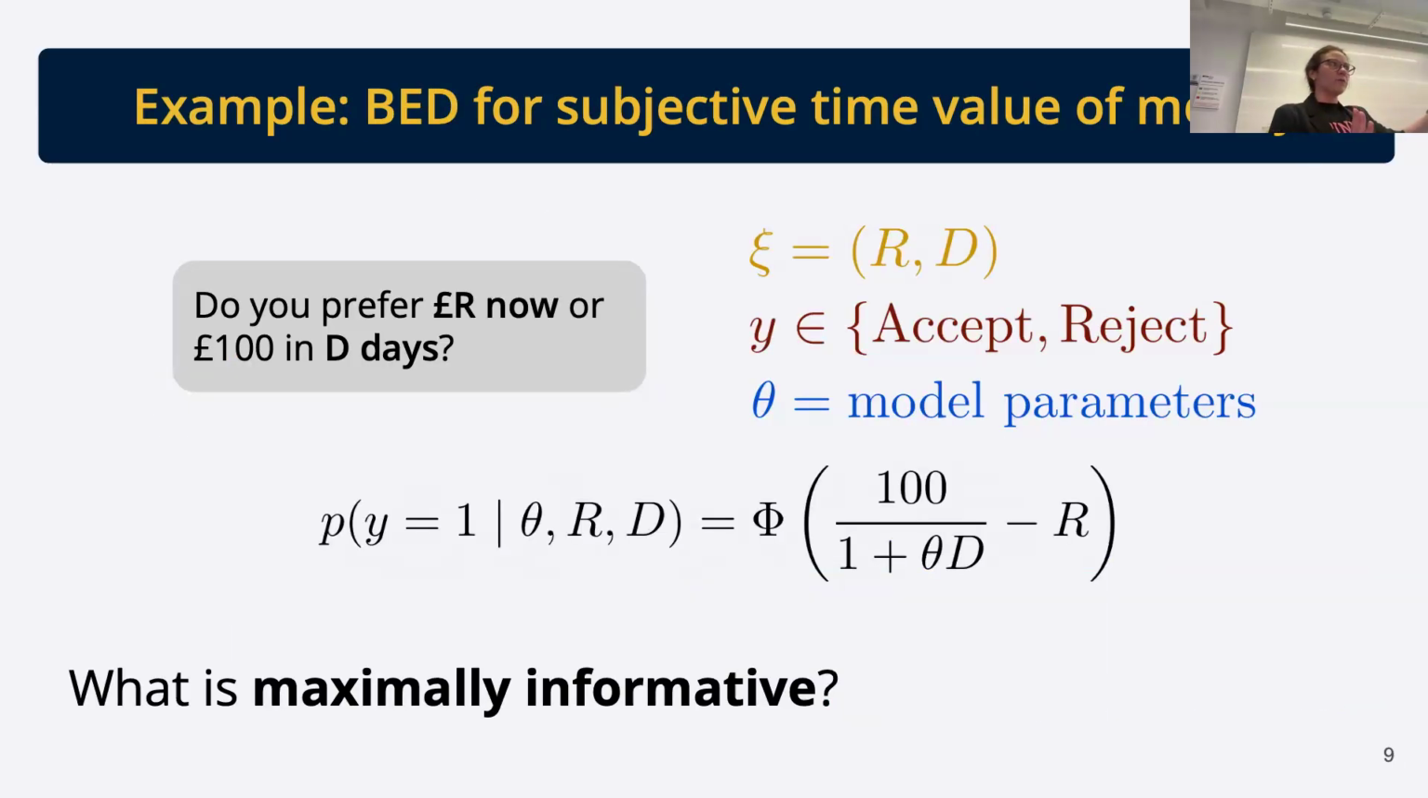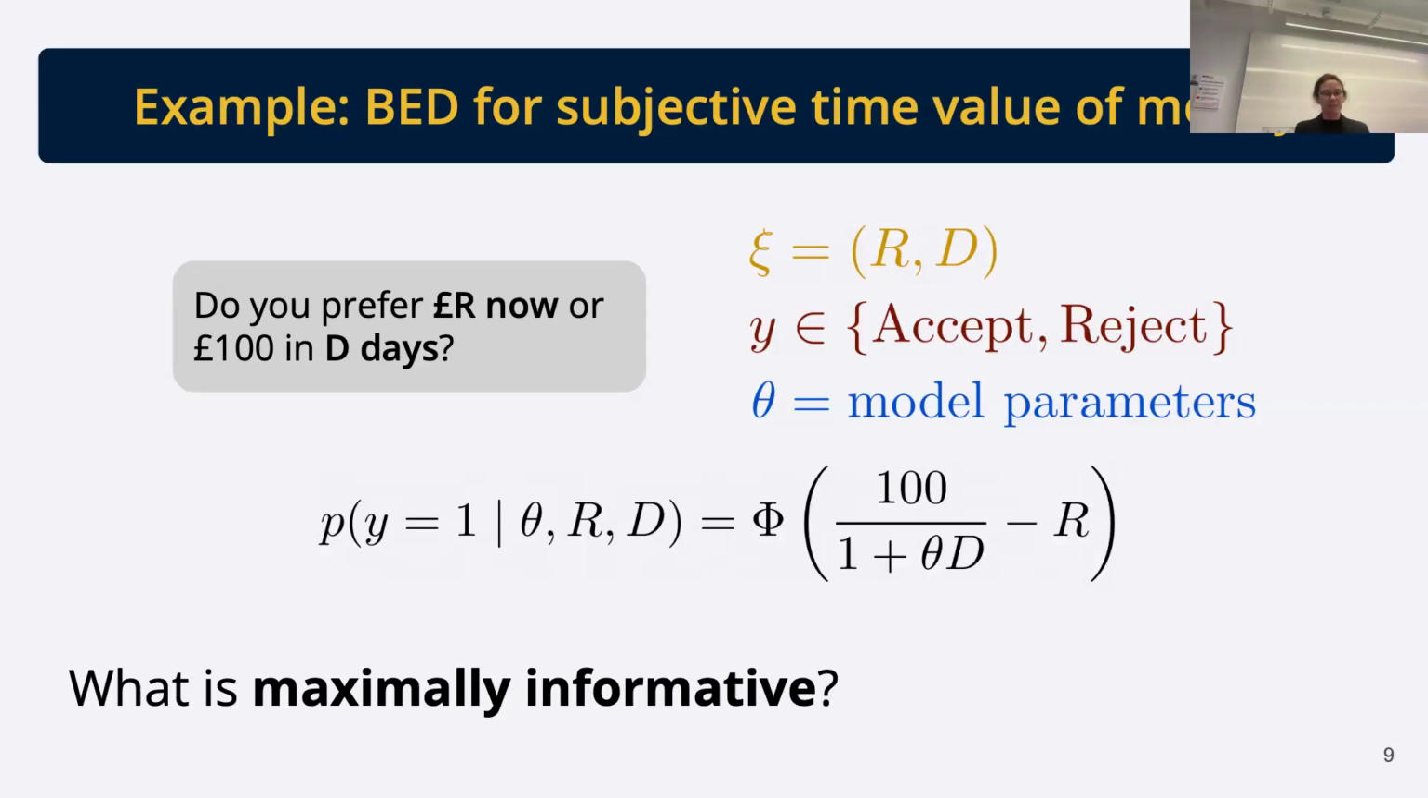Now, going back to our example, what is the design in this case? The design will be the tuple of the reward now and the delay in days. So this is just the tuple R comma D. This is our design xi. The outcome y will be whether the human participant accepts or rejects the delay. And theta is a parameter of a model that has this form. The form itself is not particularly important. It's a very simple model with 1 parameter that we want to infer from these questions.